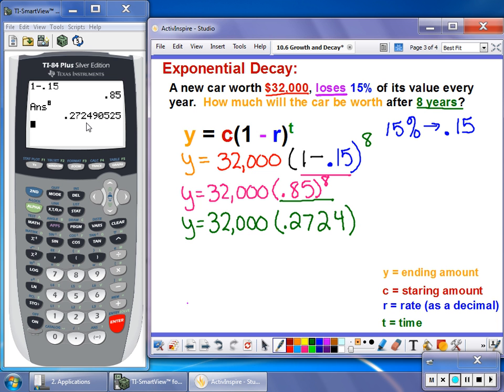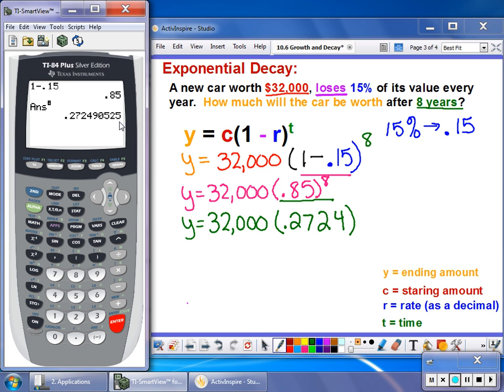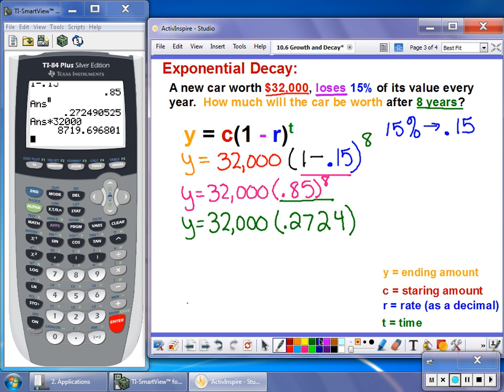It tells me that there's more to it. I know that by looking at this, but I can see that you have the right answer. Leave this here, and then just multiply it. Last step, multiply by 32,000 and hit enter. And when we do that, we get that y equals 8719.696.